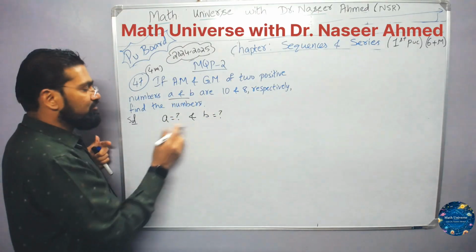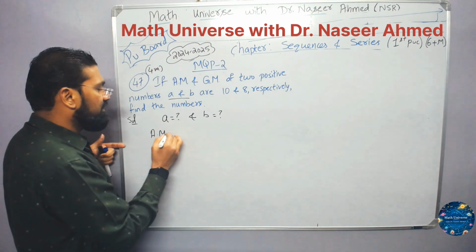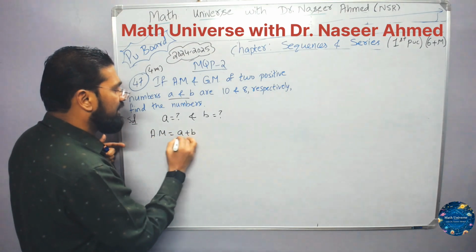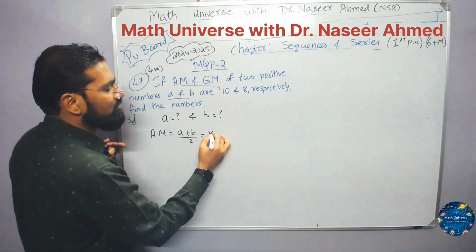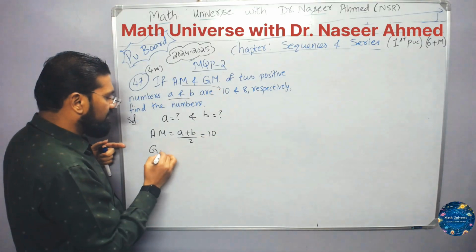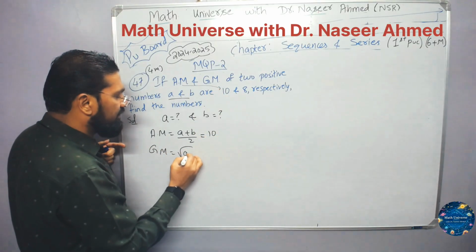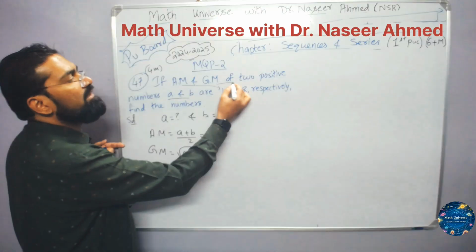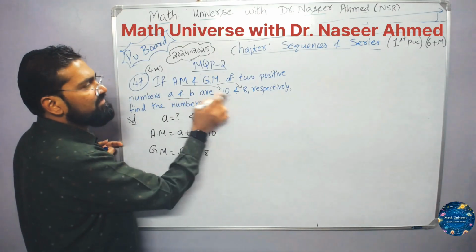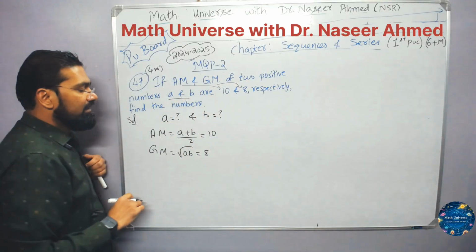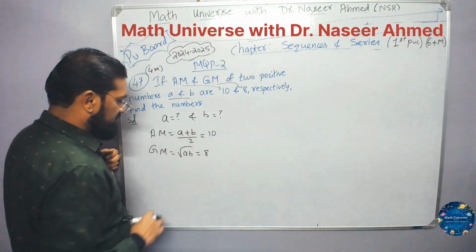Arithmetic mean between these two numbers is given by A plus B by 2, and they have given the arithmetic mean as 10, so it is equal to 10. Geometric mean, we know it is square root of A into B, and that geometric mean they have given as 8. The word respectively says first with first, second with second. Okay. Now we have to find those two numbers.